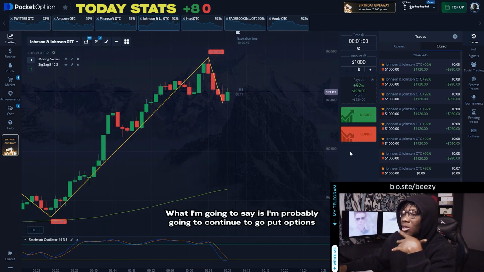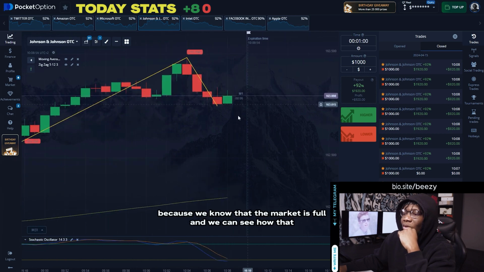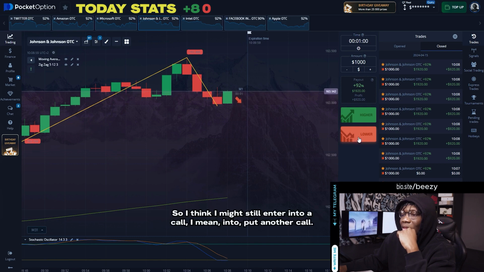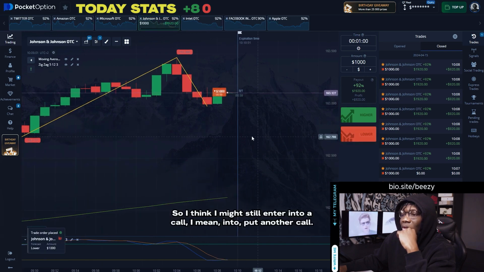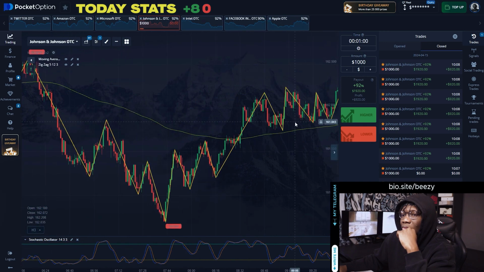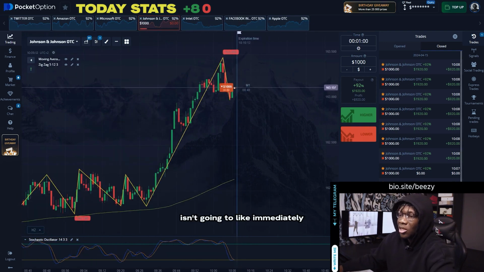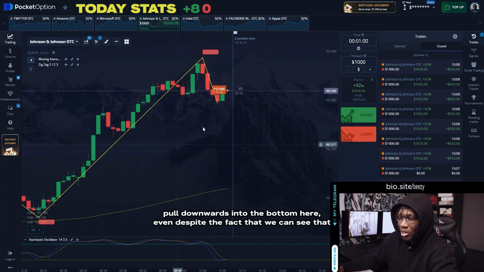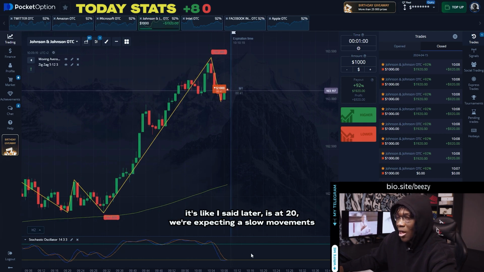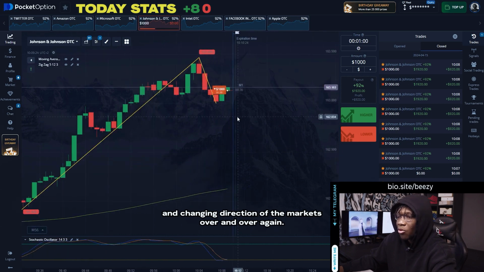What I'm gonna say is I'm probably gonna continue to go put options, because we know that the market is pulling down. We can see that it can't really stay on top of anything. So I think I might still enter into a put, not a call. Now we know the market isn't gonna immediately pull downwards into the bottom here, even though we can see that the stochastic oscillator is at 20. We're expecting a slow movement, some change in direction of the market over and over again.